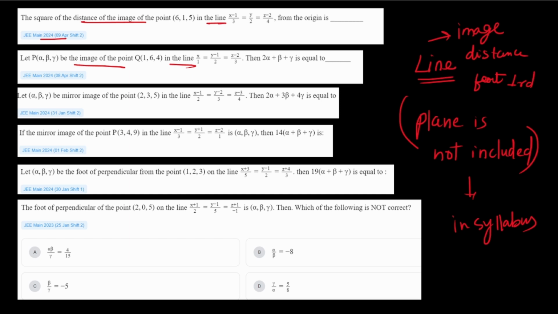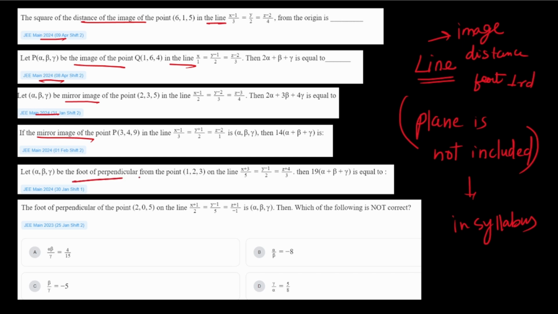This was asked in 2024. Because before 2024, the majority of questions were asked based on plane only: finding the image of the plane, mirror image of the point of the plane. From 2024 only, they started asking majorly focusing on line. You getting the point? That is why all these questions have been asked majorly on lines only, because, as I also mentioned earlier, plane is not there in the syllabus. In the previous year questions, you won't find this kind of questions because everything was based on plane, but plane is removed from your syllabus.